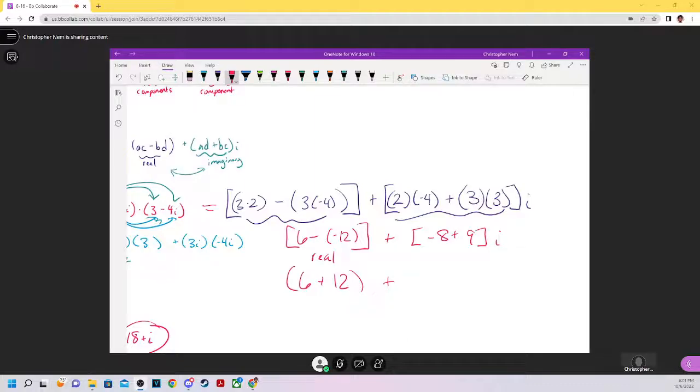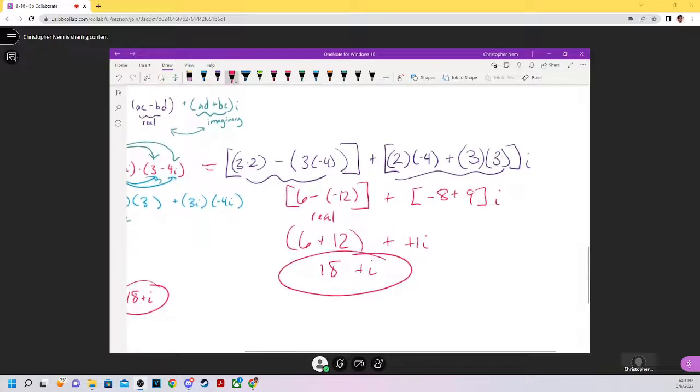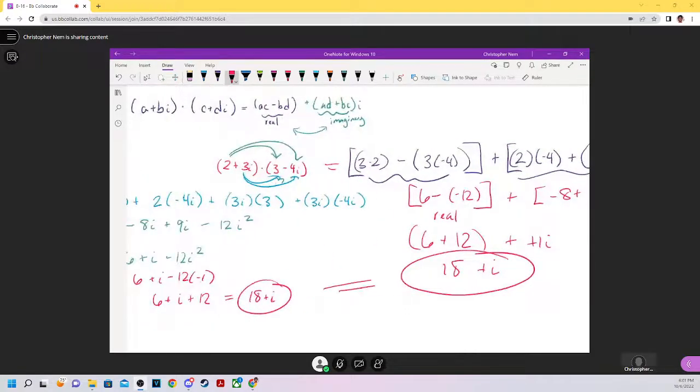Plus, and then this is negative 1i. That's 18 minus i. Oops, is it 18? No, it's 18 plus i. I apologize. But yep, now you see they are the exact same. So you can do foiling or you can go by definitions. At times, foiling might be easier and more intuitive, but at times you might need to go by definitions.